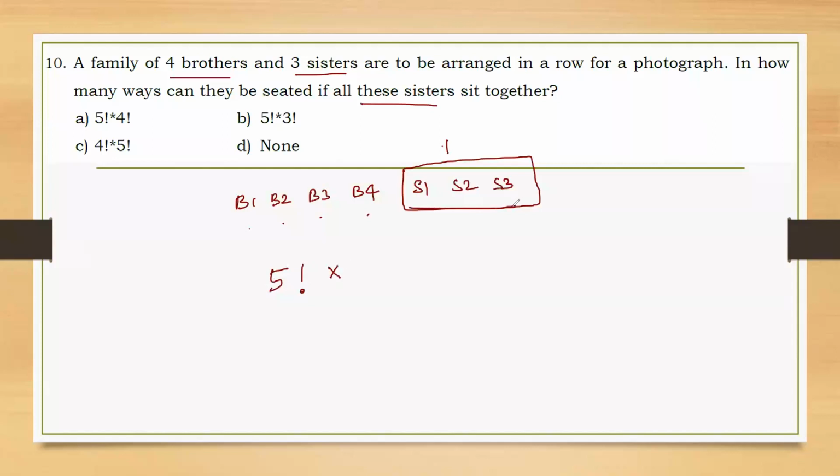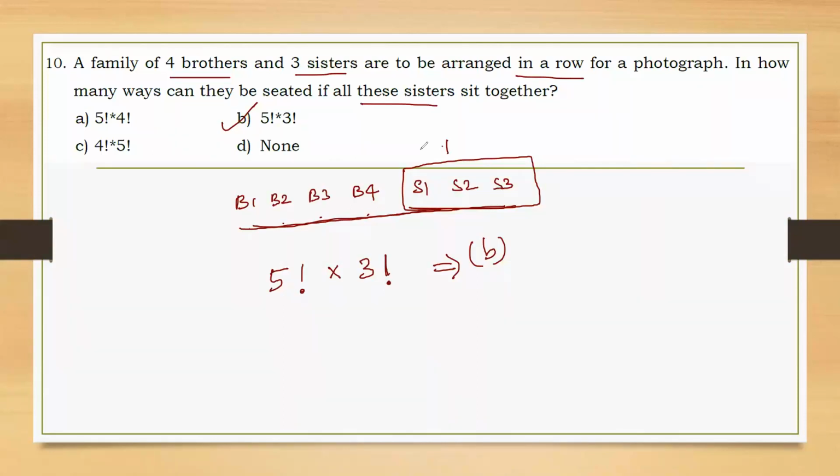Into 3 factorial to arrange the 3 sisters. Since it is a linear arrangement for a photograph, they sit in a row, and a row is linear. So 3 factorial. The answer is option B. Instead of letters and vowels, they give brothers and sisters. All the sisters are together, so make them inside the box. We have B1, B2, B3, B4 plus 1 box, total 5. To arrange 5, 5 factorial. Inside the box we have 3 persons, so 3 factorial.